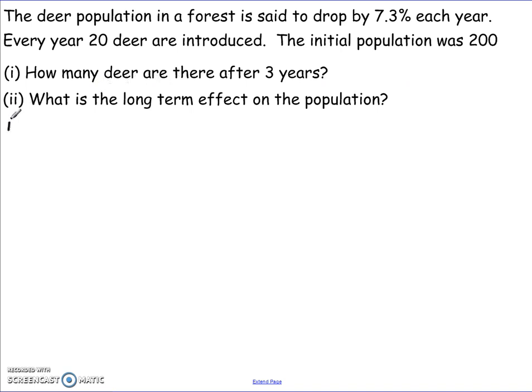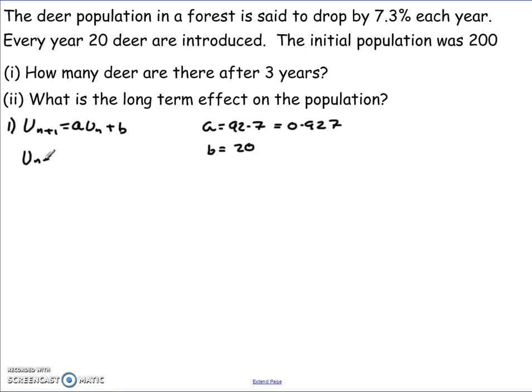So the first thing we have to do for part 1 is come up with a recurrence relation. So our u_n+1 equals a u_n plus b. Well, the a comes from the percentage we've got left. So it's said to drop by 7.3% each year. So we know we've got 92.7% left at the end of each year. So a in this case is 0.927. And b is the extra we're bringing in every year, so b in this case is 20.